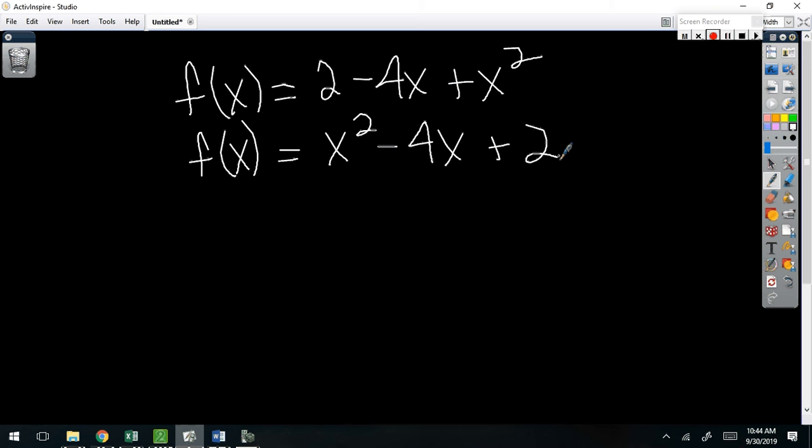2. Yay! Is it up or down? Up. Skinny, wide, or average? Average. What is the equation for the axis of symmetry? Good job.